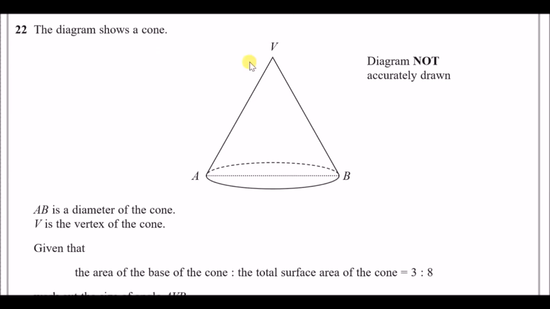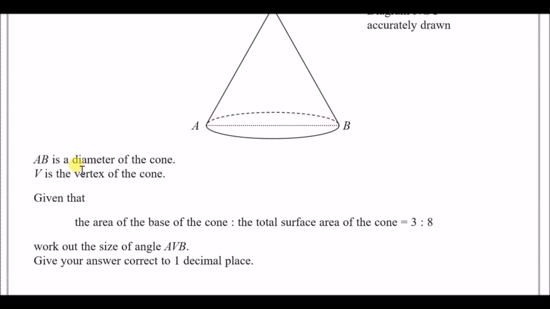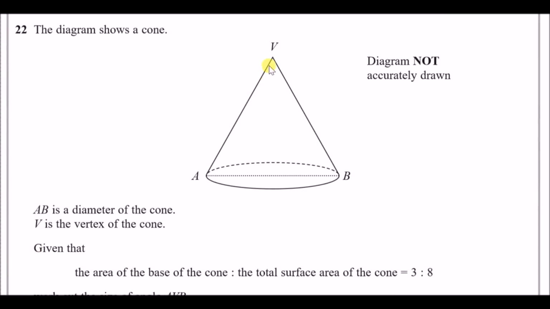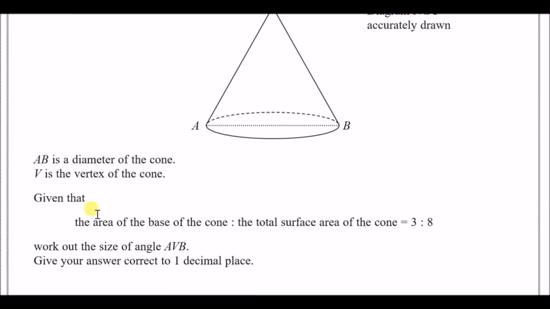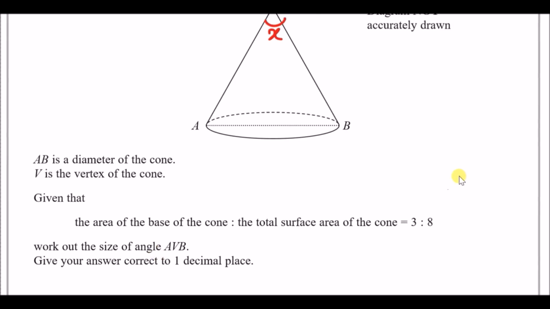So the diagram shows a cone. So here's our cone. And by the way, guys, you're actually given some formulas for cones in the front of this booklet, yeah? Let's see what they want. AB is the diameter of the cone, which is over here. V is the vertex of the cone, so the point at the top. Given that the area of the base of the cone in proportion to the total surface area of the cone is 3 to 8, work out the size of the angle AVB. So this angle up here. Let's call this angle X, yeah? Give your answer correct to 1 dp.